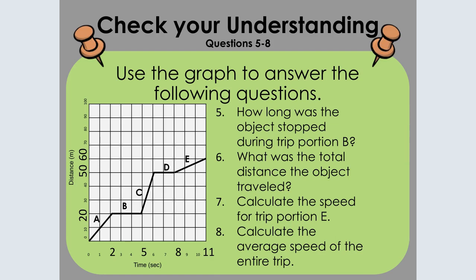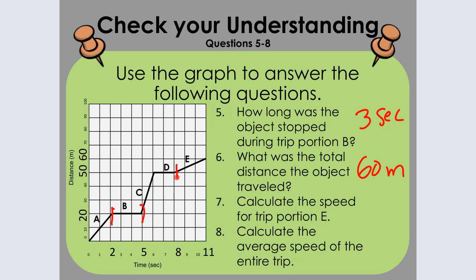All right, so let's answer some questions. How long has the object been stopped during the portion of B? So if we look at this, from 2 to 5, so that's 3 seconds. What is the total distance the object traveled? So it went from 0 to 60 meters.